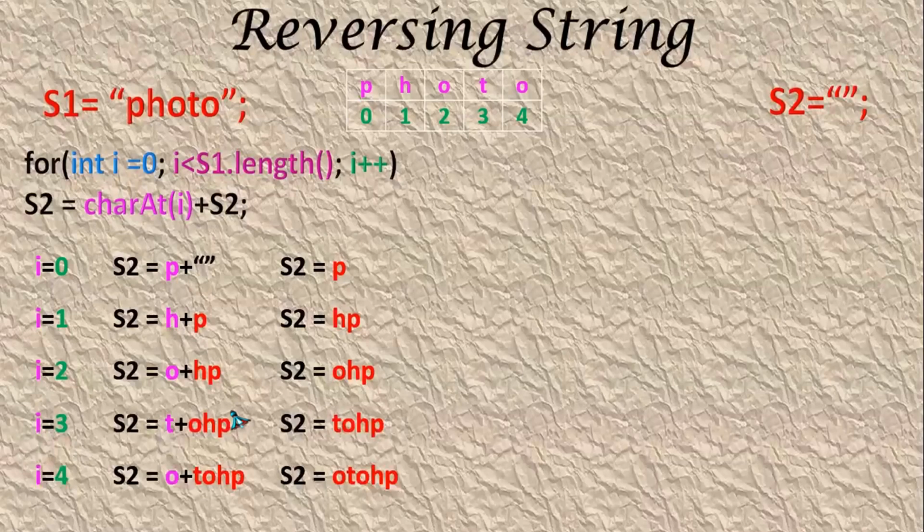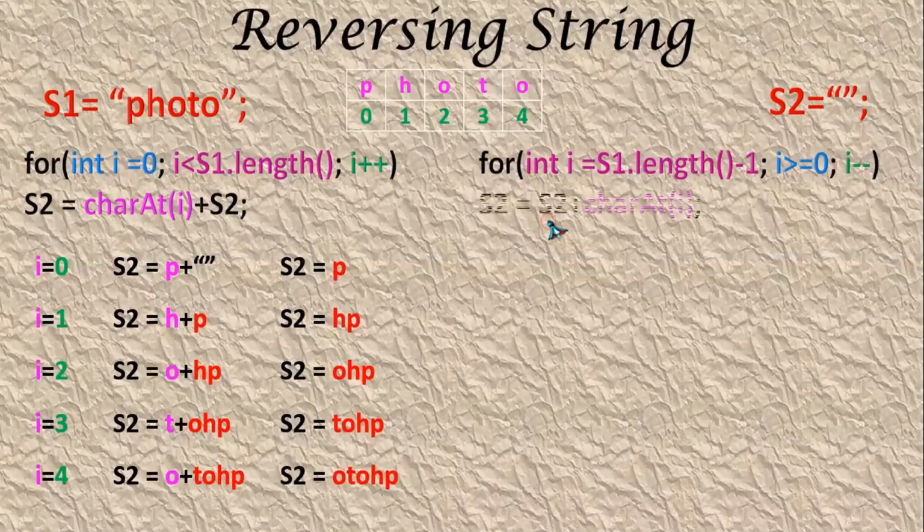This is one method. The other method is using a for loop in reverse order. What I do here is initialize i as length minus 1. So that is 5 minus 1, which is 4. Initially it starts from 4, and it continues until i is greater than or equal to 0. So I go in reverse order, with i minus minus. First it takes s2, which is nothing, plus character at i. So it is going to take character at 4, and then add it with s2.